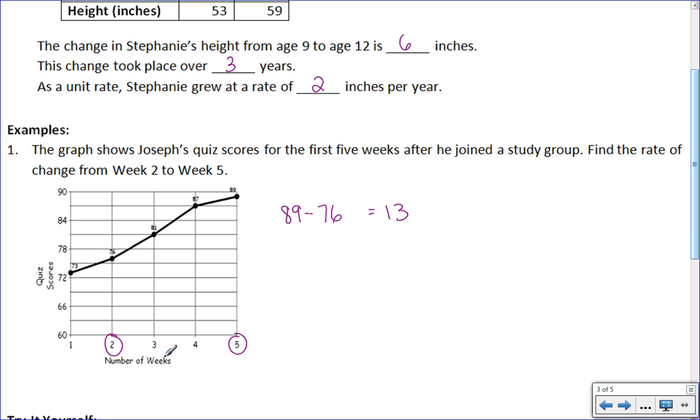Well, this change took place over 3 weeks. 5 minus 2, 3 weeks. So to get the actual rate, we want 13 divided by 3, and that comes out to about 4.3 points per week.